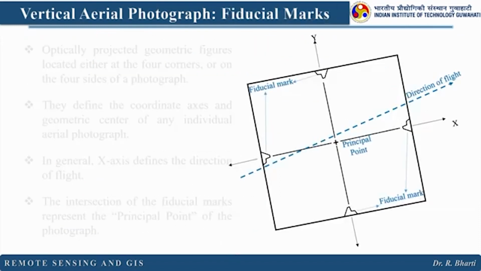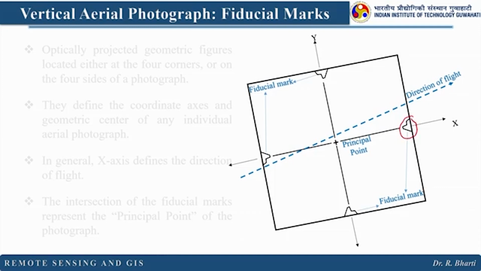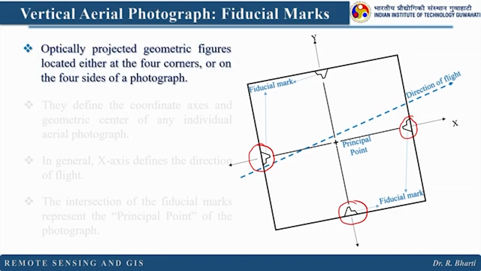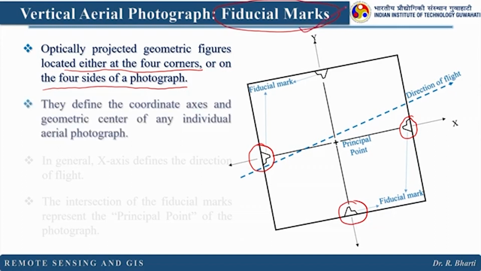When remote sensing started, we started with the normal camera. If you find old vertical aerial photographs, you will find there are several marks printed on the photographs. I am talking with respect to printed aerial photographs. Here we are talking about fiducial marks. These are optically projected geometric figures located either at the four corners or on the four sides of the photograph, and they are known as fiducial marks. They define the coordinate axis and geometric centers of any individual aerial photograph.